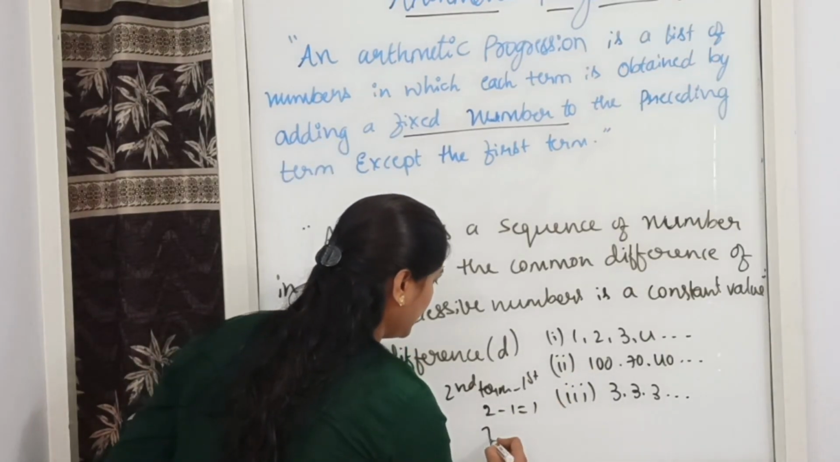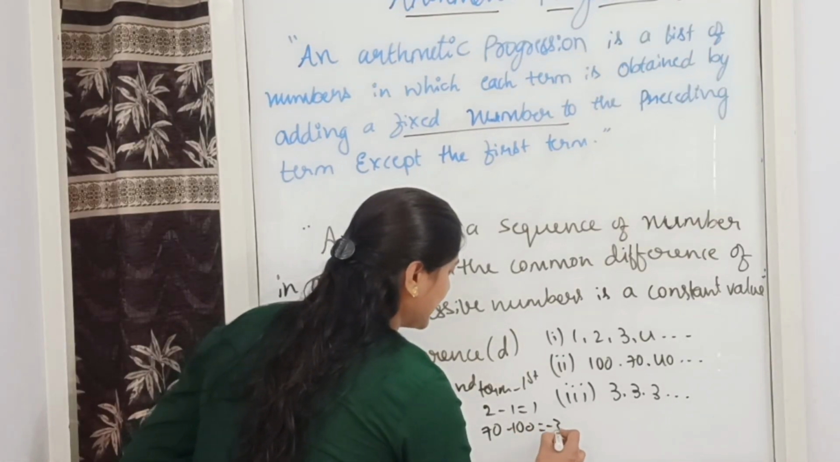And here, what are we getting? 70 minus 100, we are getting minus 30.